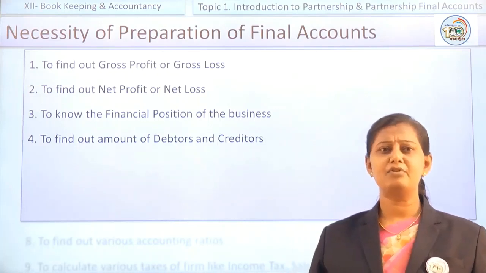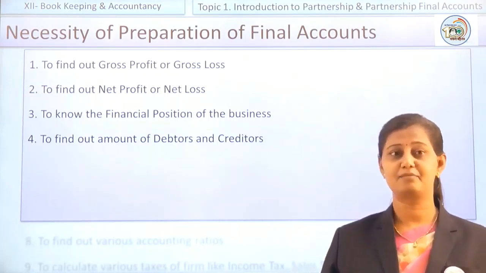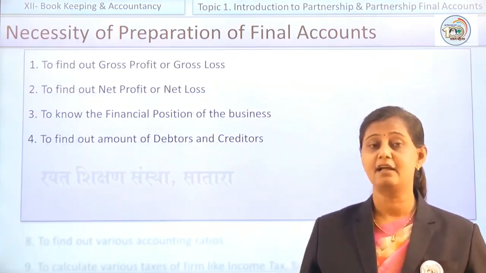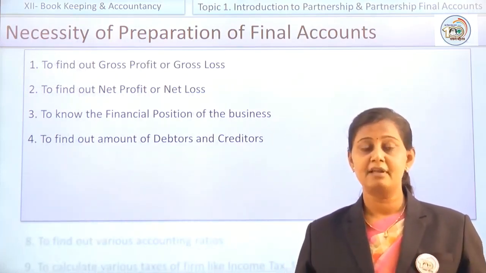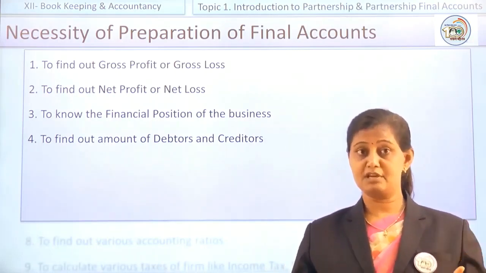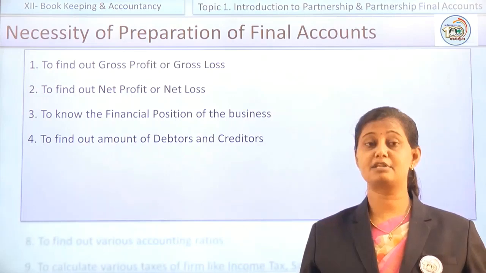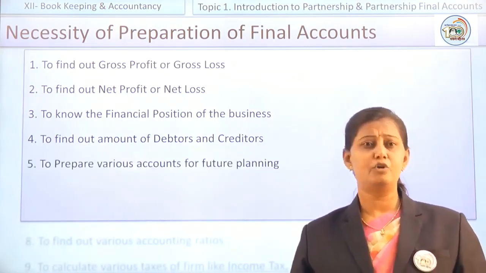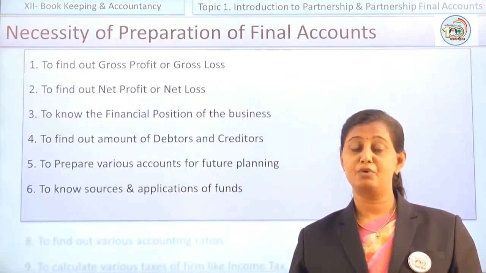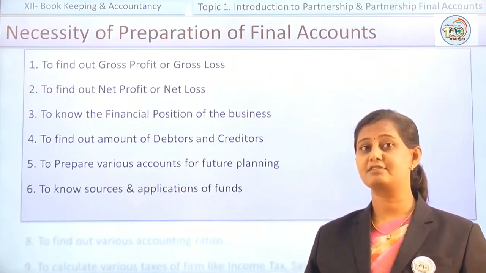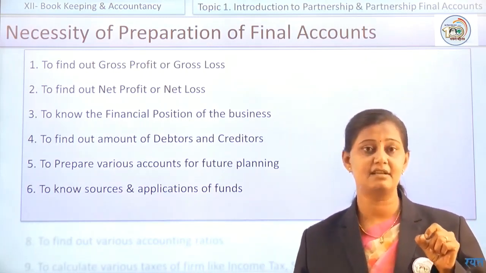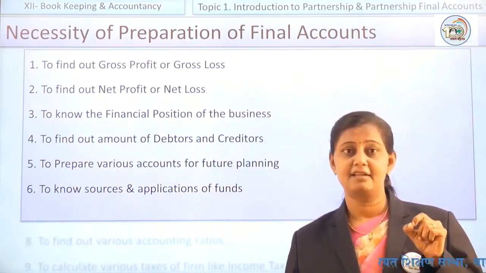To find out the amount of debtors and creditors, it indicates how much amount is receivable from the debtors or customers, and how much amount is payable to creditors or suppliers. To prepare various accounts for future planning, to know sources and application of funds. Both are useful for future decisions and future planning.